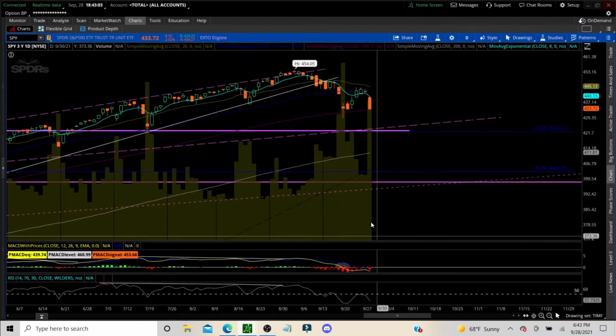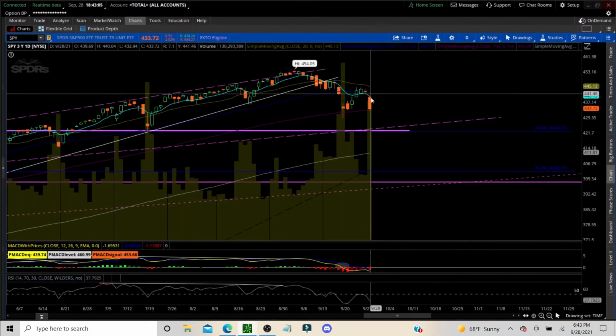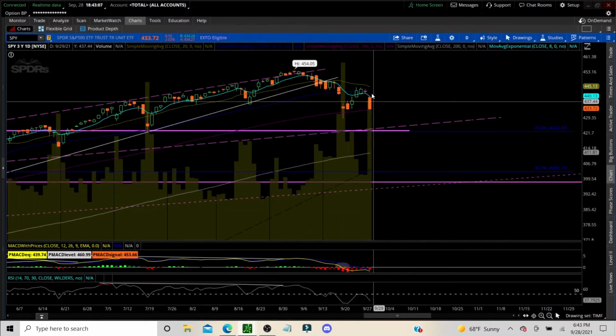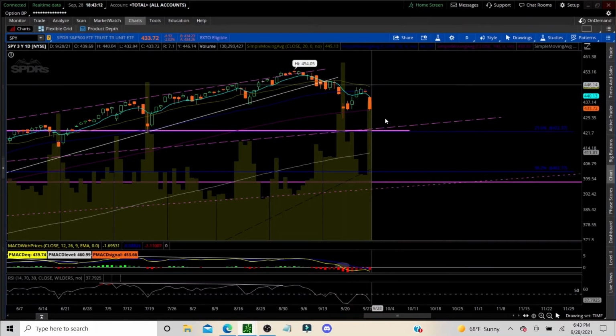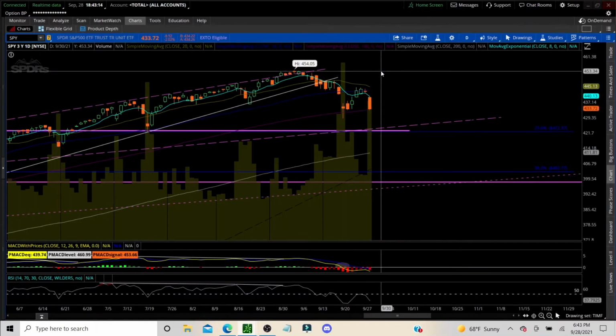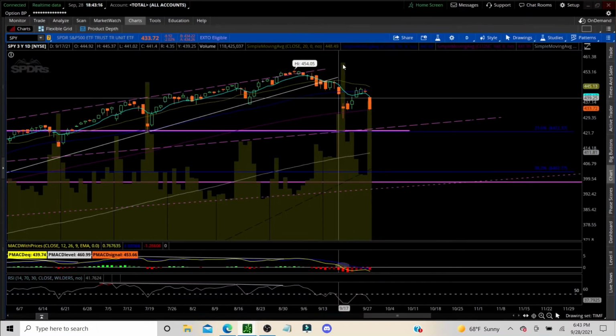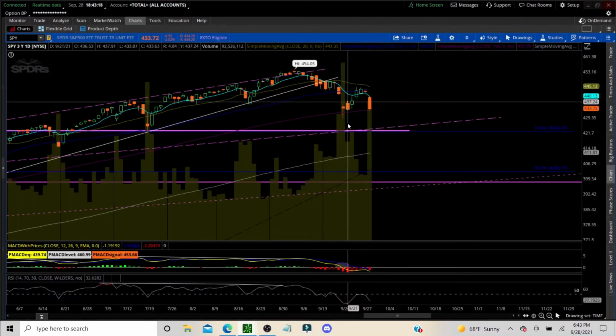Let's dig in a little deeper here. Look at that volume. That's what we're talking about. That's the confirmation we needed. It's not a capitulation where we think we're actually going to start going to the upside from here. That's more like the capitulation that we had the other day.